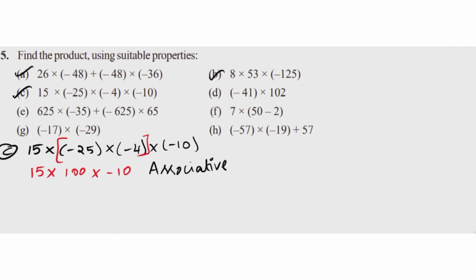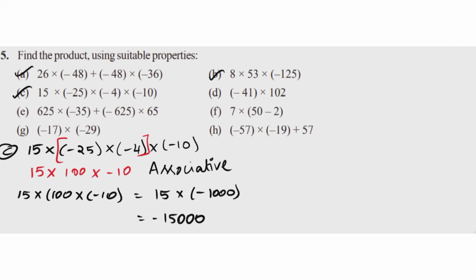So I am using associative property after solving the question. So here I am using associative property. We can solve this question now. You know the formula for associative property, right? So I am just solving by 15 multiplied by 100 into minus 10. Okay, so 15 multiplied by minus 1000. So we get our answer as minus 15,000. I hope you understand how I got this.